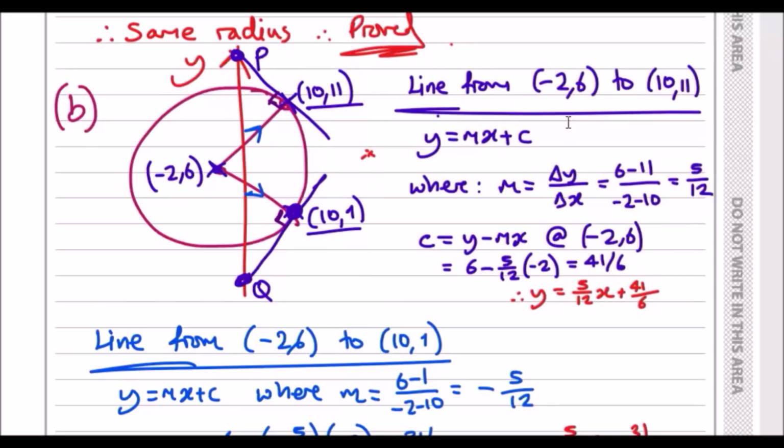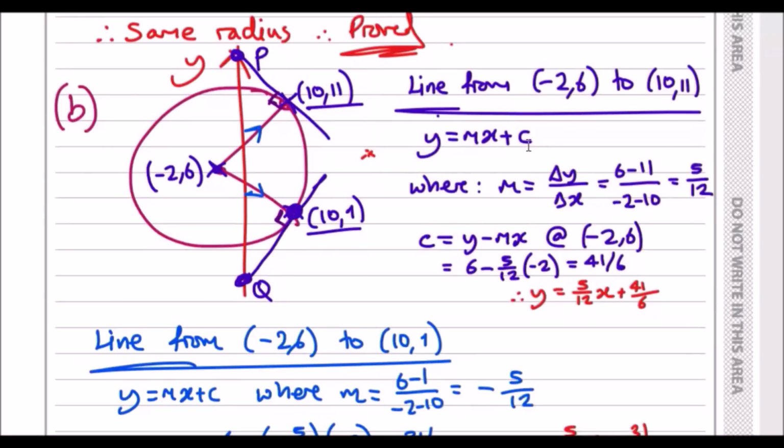Now, let's start with the line from (-2, 6) to (10, 11). Using your general y = mx + c, where m is the gradient, the change in y over the change in x. We just find the difference in coordinates from (-2, 6) and (10, 11). So 11 take away 6 over the change in x between -2 and 10. That should give us 5 over 12, easy.